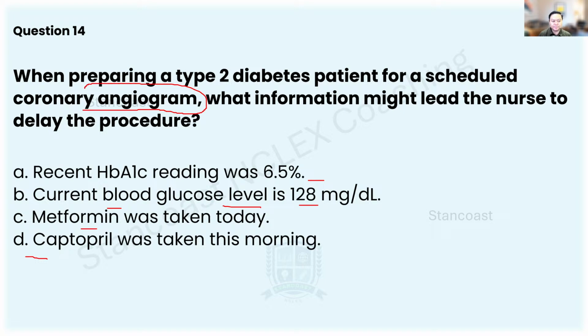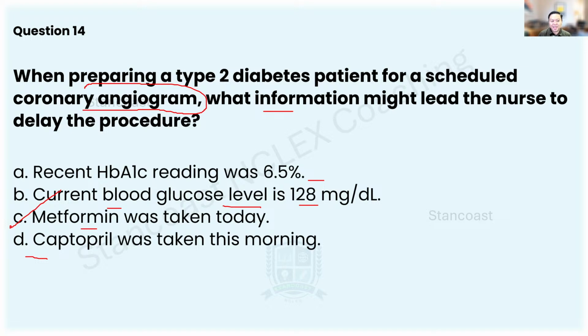Angiogram. What information might lead the nurse to delay the procedure? Yeah, you answered letter C. That is the correct answer. Take note that when a patient is scheduled for this procedure, angiogram, remember that it involves the use of the contrast media, right? That contrast media can also lead to impairment in their kidney function.